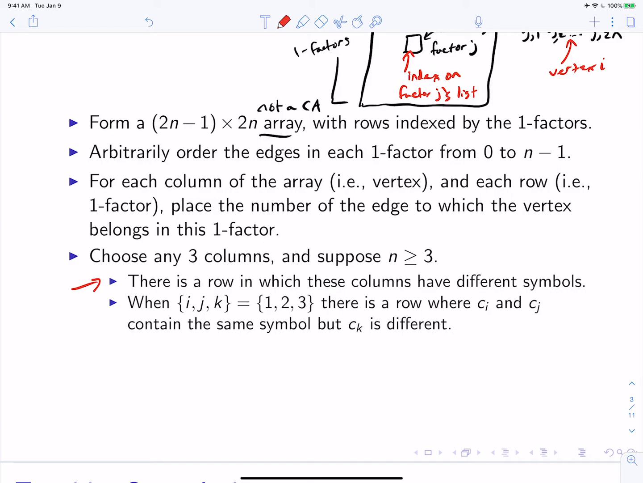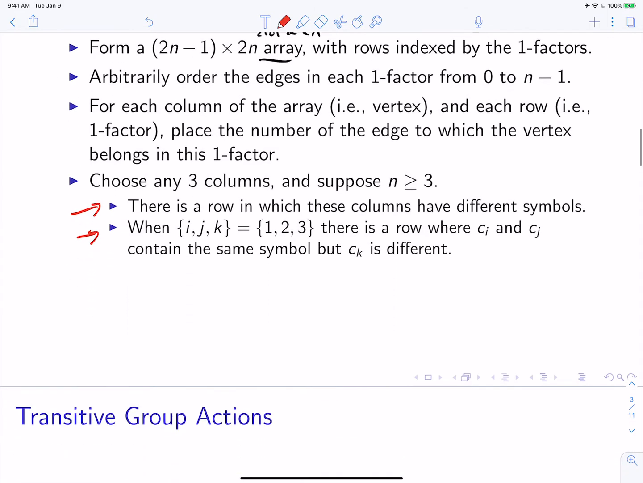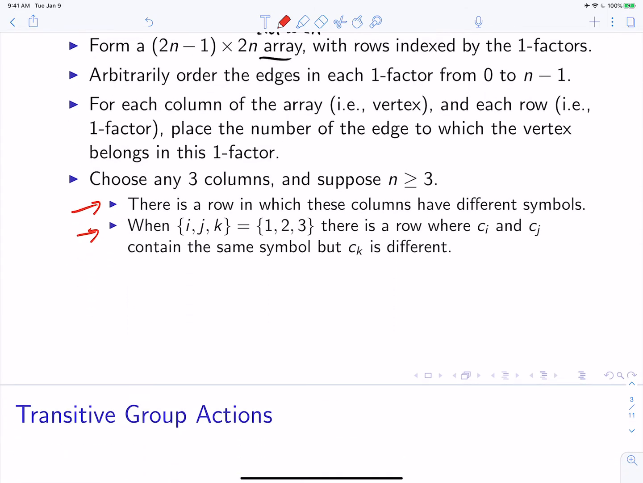It doesn't say what those symbols are or if it has every possible ordering, but we're going to consider that. And in the first three columns, they're based on the construction that we did before. There's a row where the first two columns have the same symbol, but the third one is different. So, what do I mean by this notation?